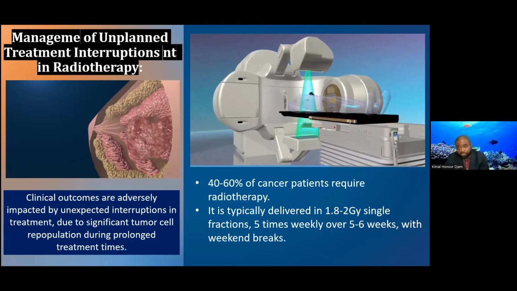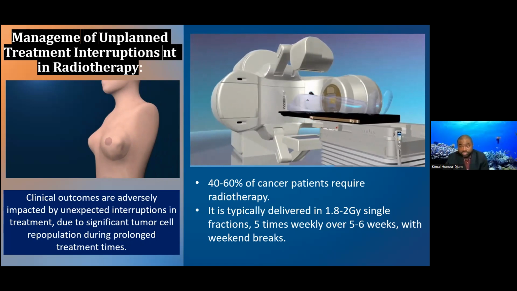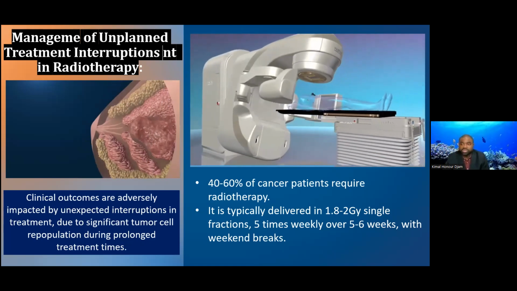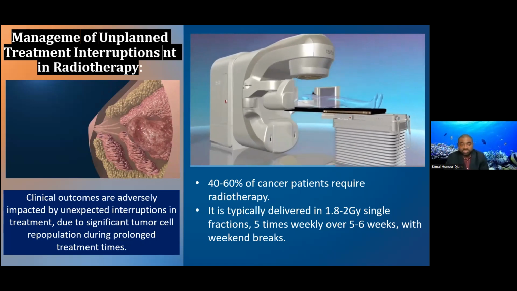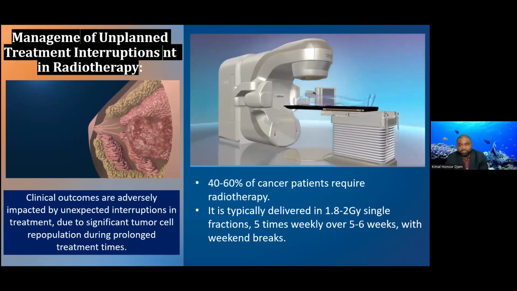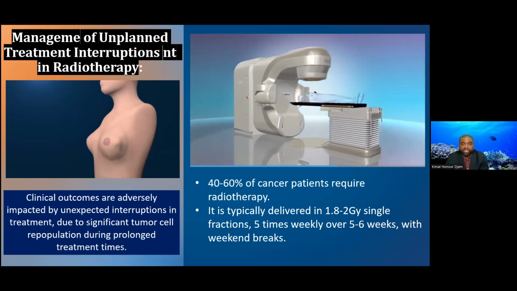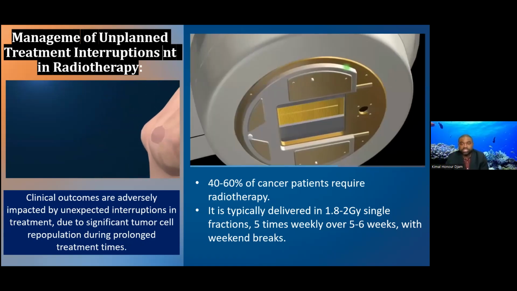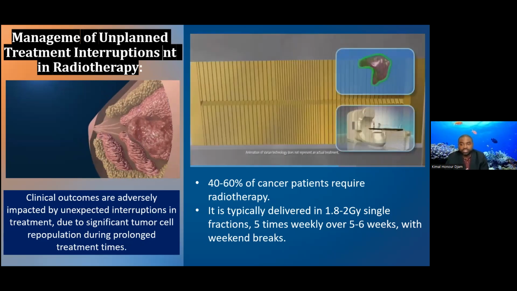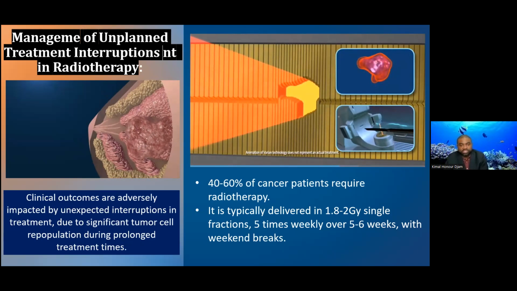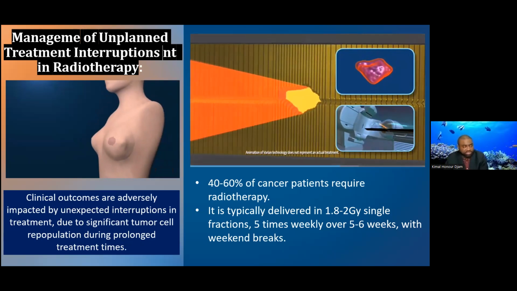Now, one of the common ways to deal with this is really to give an extra dose, which may be required to offset any loss of tumor control. However, the caution I want to say here is that the manner in which the extra dose is delivered requires really careful consideration in order to avoid the risks of increased normal tissue toxicity.